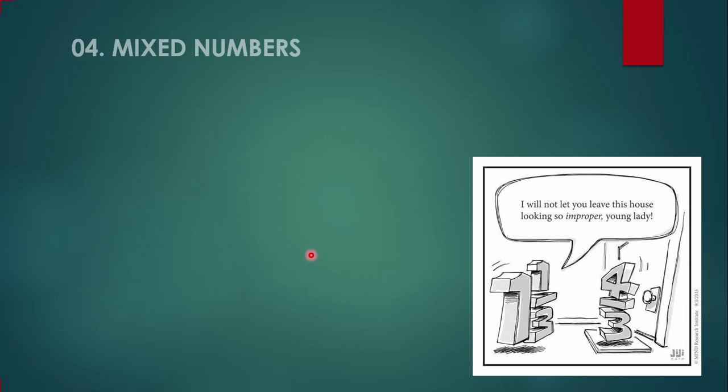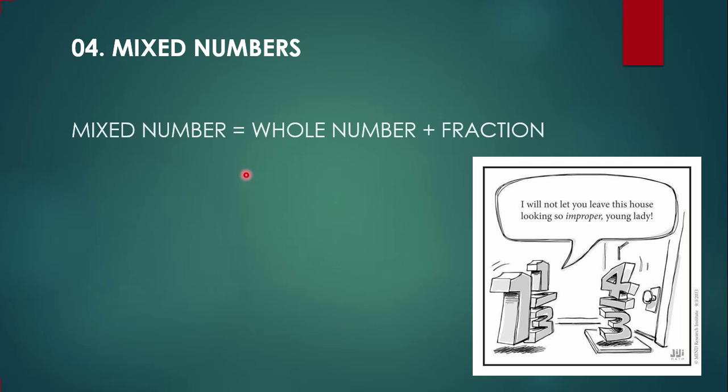The other type is the mixed numbers. A mixed number is a combination of a whole number and a fraction. Whole number and a fraction. Once we take these two together, we call it a mixed number. For example, 1 and 2/5. Here 1 is the whole number, 2/5 is the fraction. When we take this together, we call it a mixed number.